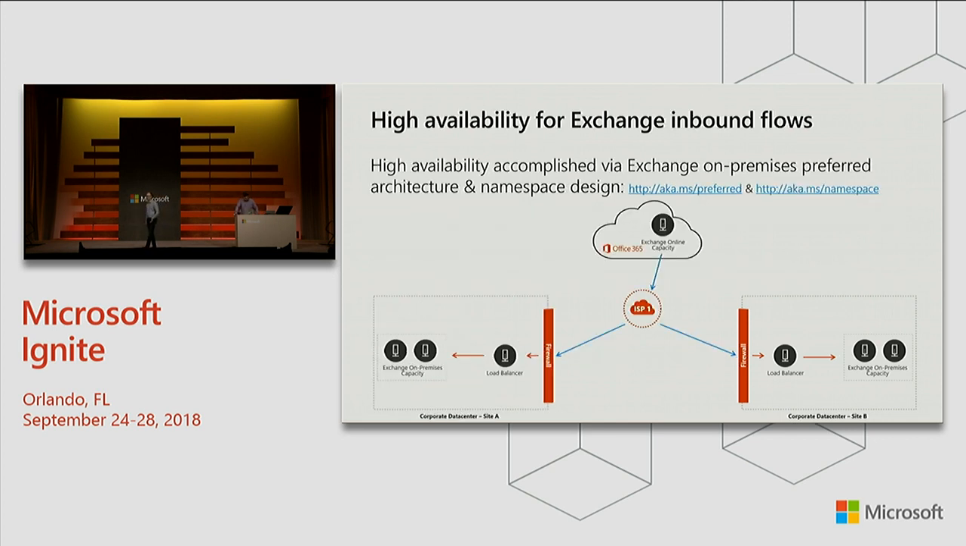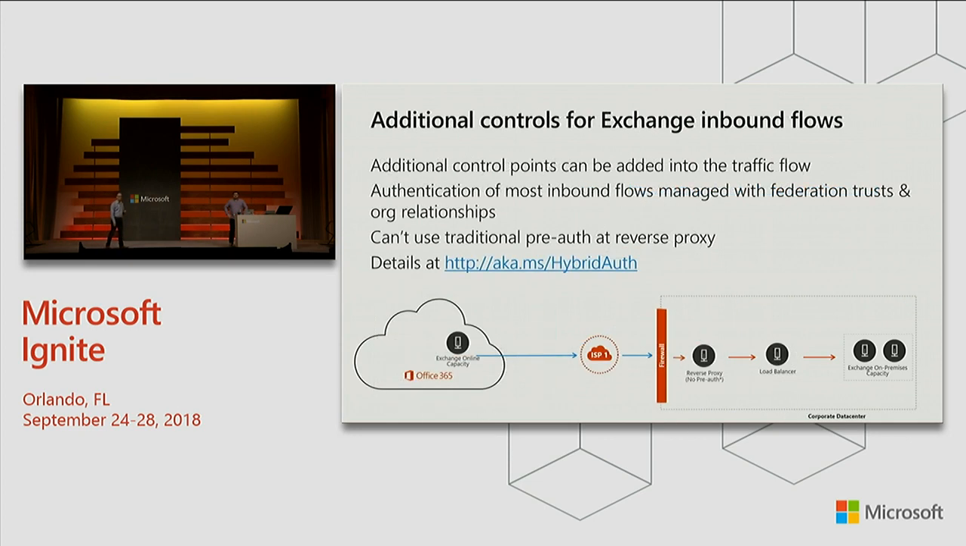In terms of high availability, again, you provide high availability for this scenario in the same way that you would for client connectivity for your on-premises deployment, through the Exchange preferred architecture and namespace design principles, using bound or unbound namespaces, and then providing a way to resolve those externally to the client, or in this case, to Exchange Online. You can add additional controls if you have a need to do that, and then we start talking about things like reverse proxies.